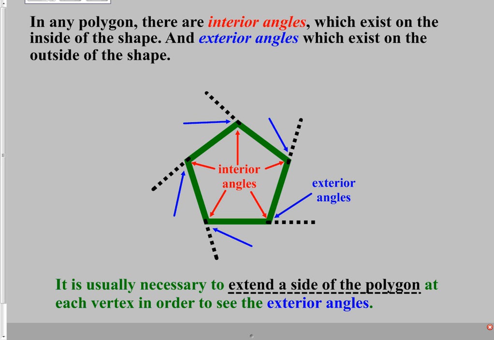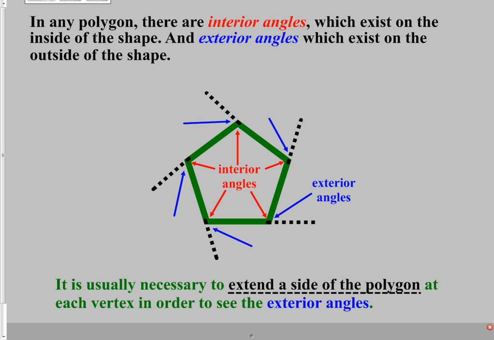Now, if you're wondering what is the deal with all of the dotted and dashed lines, many times with a problem, our shape may not have lines that are actually extending from the polygon so that you can actually see or measure the exterior angles. Okay, so sometimes it is necessary for us to extend one of the sides of the polygon, moving away from the vertex in order to be able to point at the exterior angles. Okay, so in short, when you look at an interior angle and an exterior angle, together they form a linear pair.